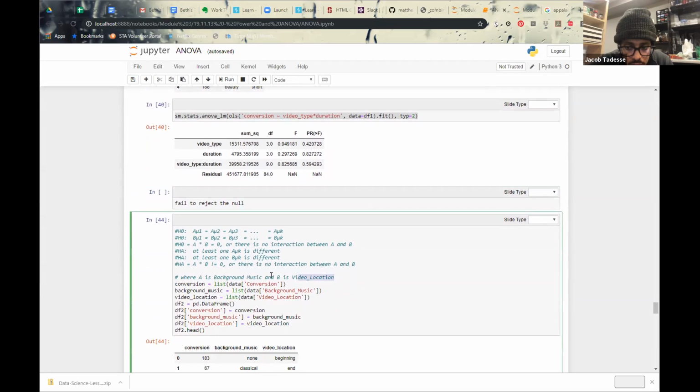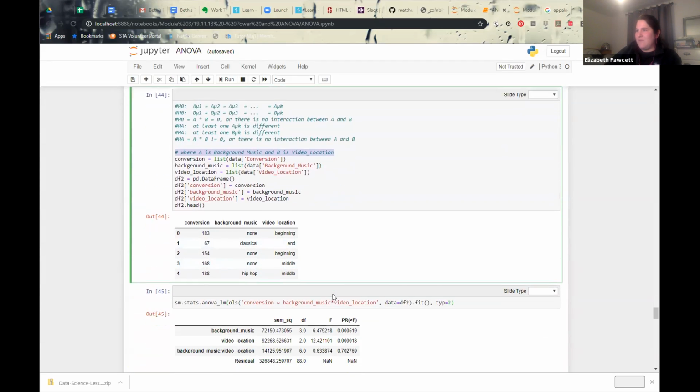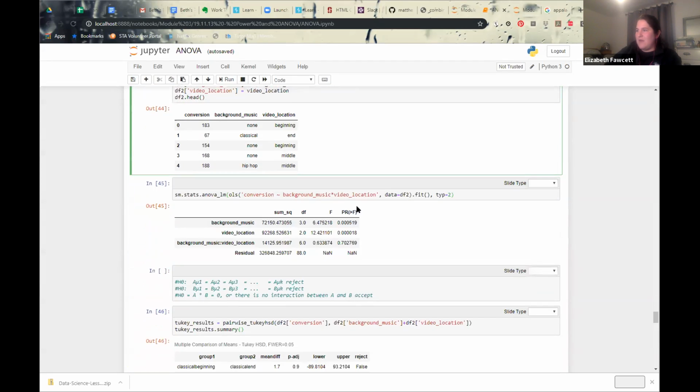So I redefined what I was looking at, and I decided to look at the one thing that I hate most in ads, which is background music. And the video location, I hate how it pops up in different spots. I wish all of them were just the same. And so I set up my data frame, ran my ANOVA, and I noticed that there was a p-value that was less than the 0.05.